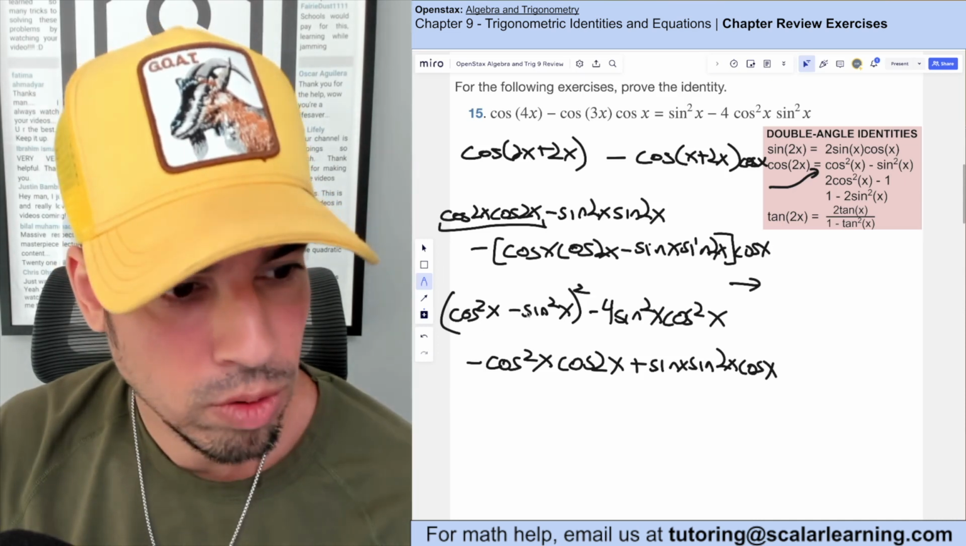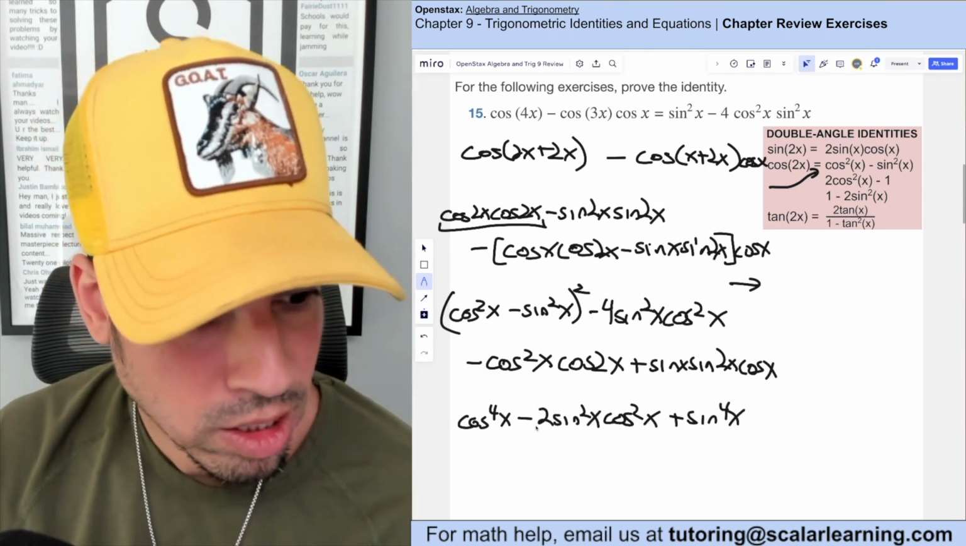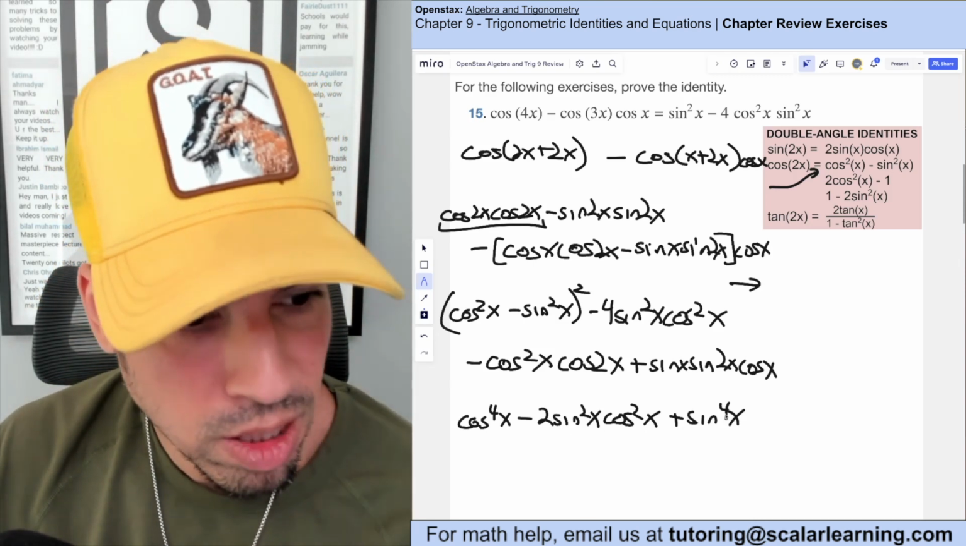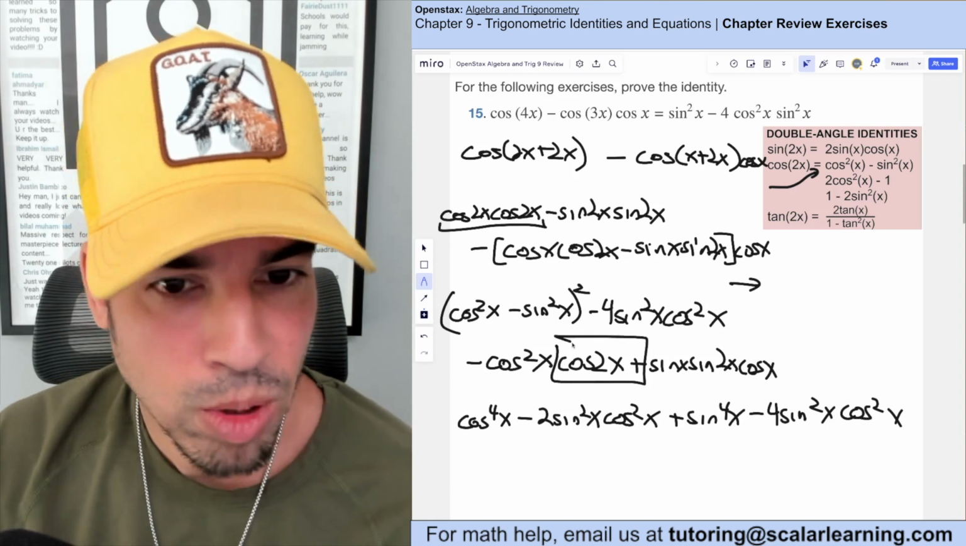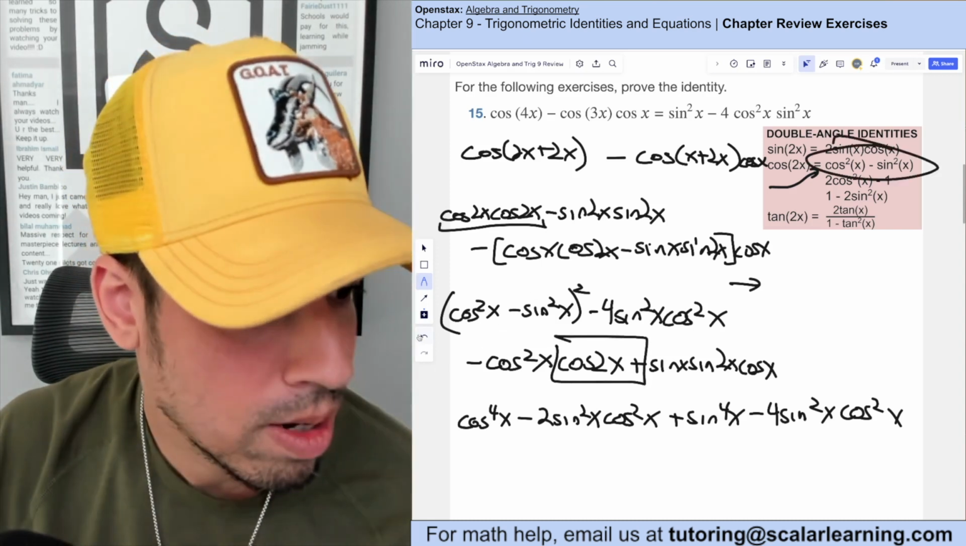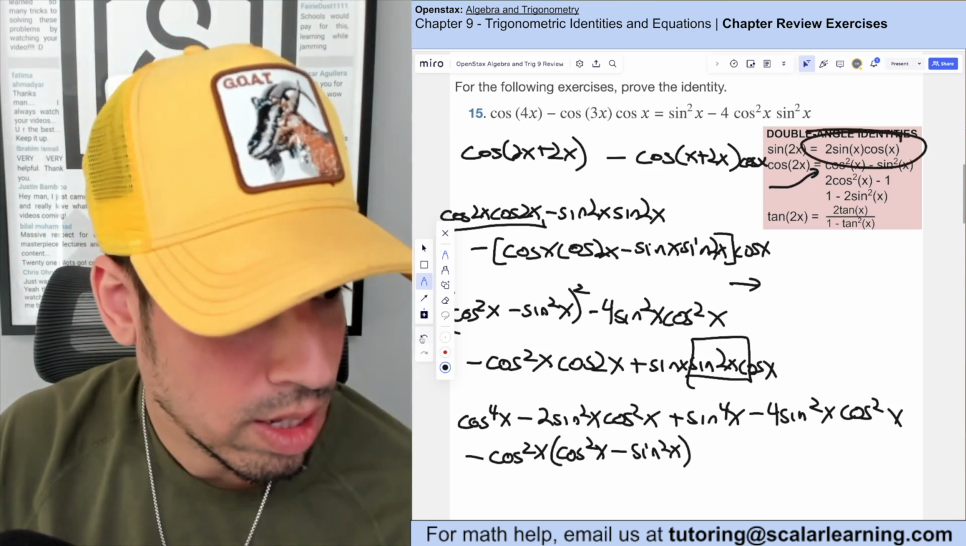Now what I'm going to do is I'm going to FOIL this first thing out, which becomes cosine to the fourth x minus 2 sine squared x cosine squared x plus sine to the fourth x, and then leave this as is. And then for this double angle here, I'm going to use the top identity. And then for this sine of 2x, I'm using obviously only that identity.